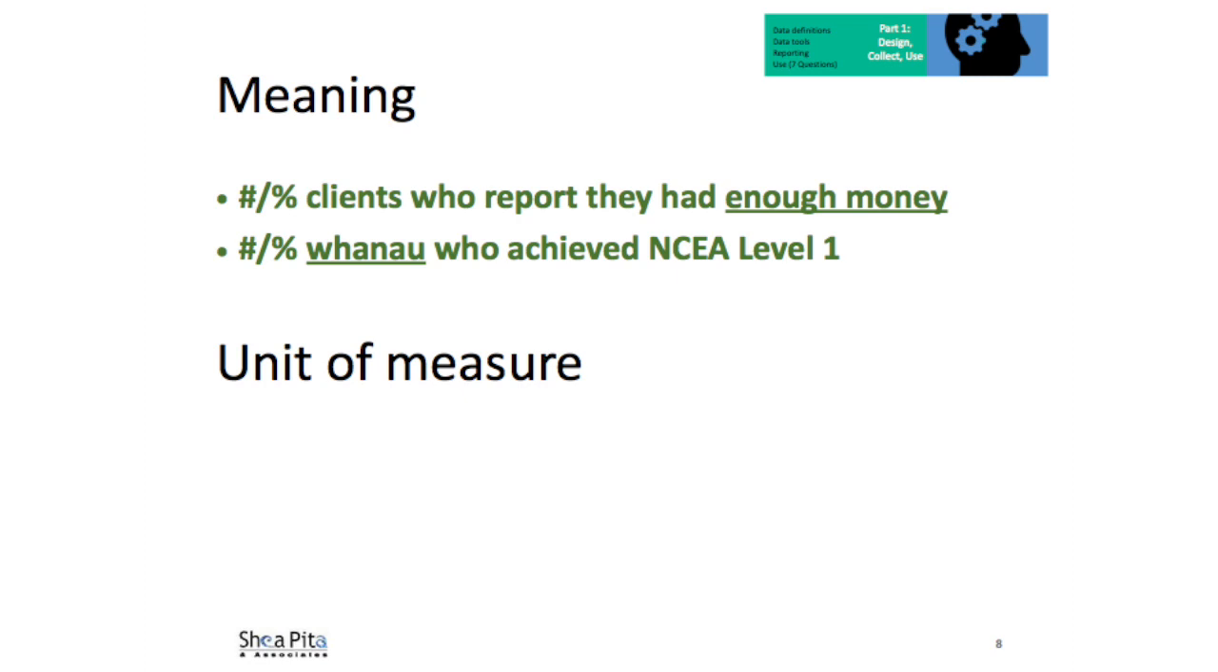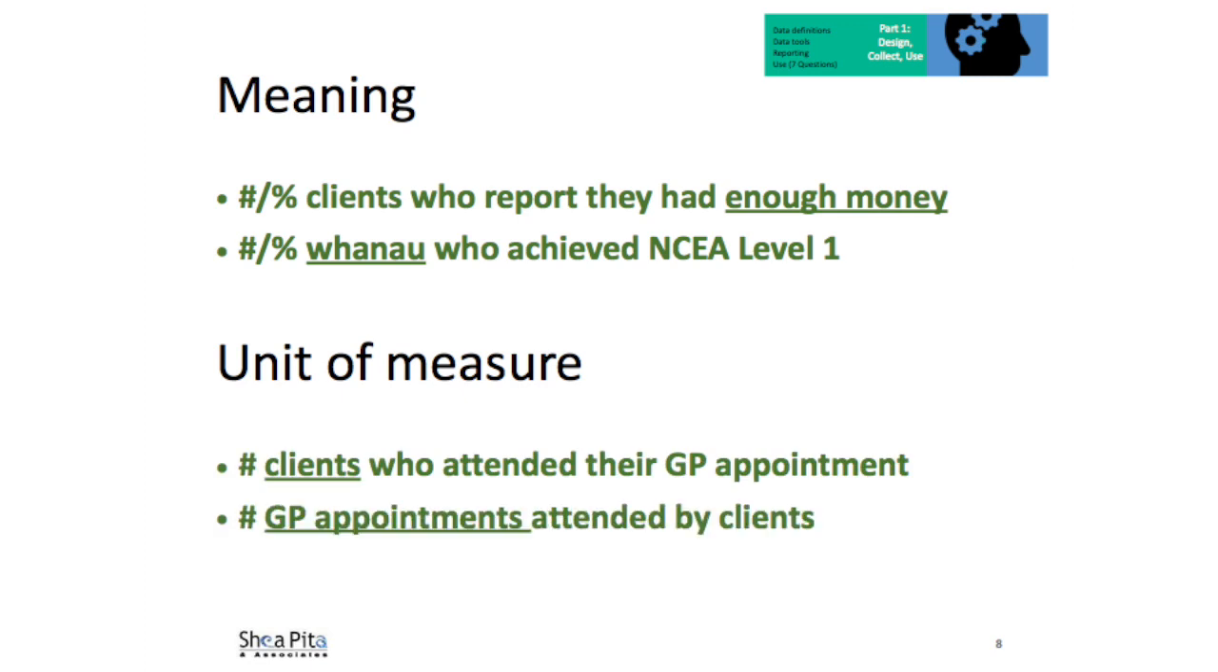Unit of measure, everyone. A couple of examples there. Subtle differences, but make a huge difference. So number of clients who attended, number of appointments attended by clients. Again, they're measuring similar things, but they're different. So the unit of measure in the first are the clients. The unit of measure in the second example are the GP appointments. Again, be really clear. Get this all sorted before you go into data collection.